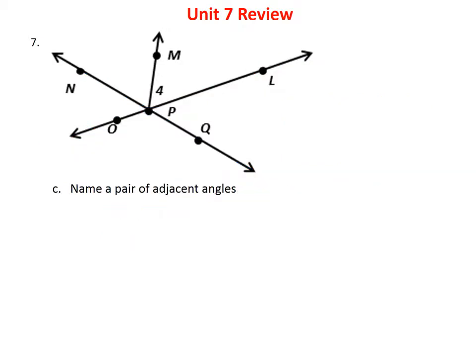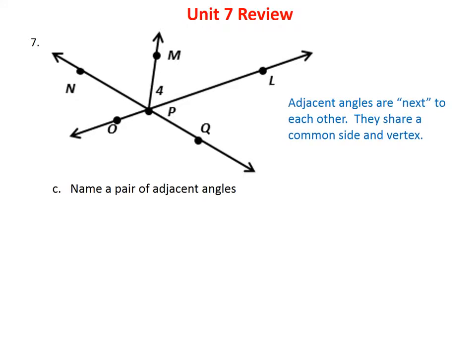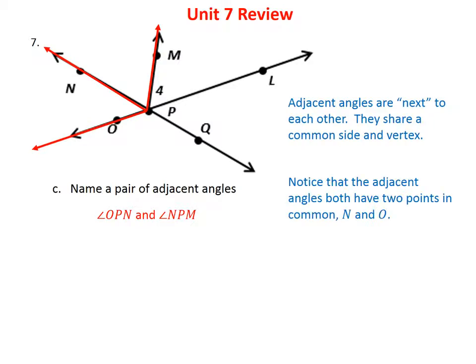Problem 7c asks us to name a pair of adjacent angles. There's a lot of them. We're just talking about angles that are next to each other. In other words, they share a common side and a vertex. And so any 2 angles that are next to each other, for example, these 2 angles here, I have OPN and NPM. Notice, by the way, that when you find 2 adjacent angles, they're going to have 2 letters the same because that's the common side. Notice these each have an N and a P.